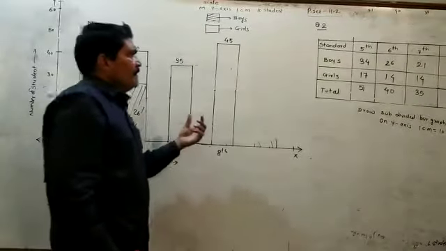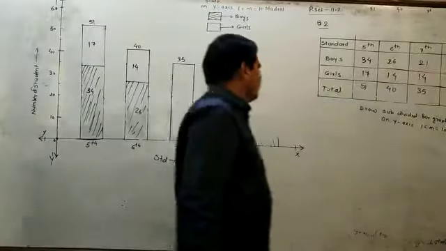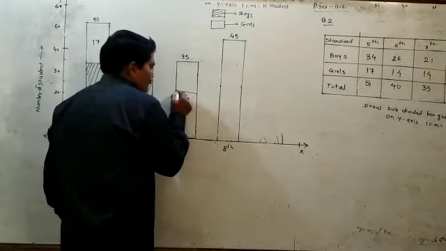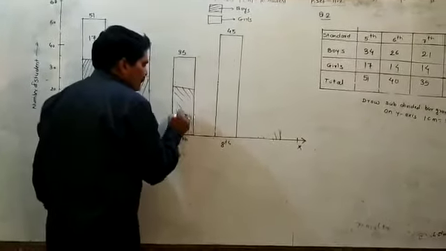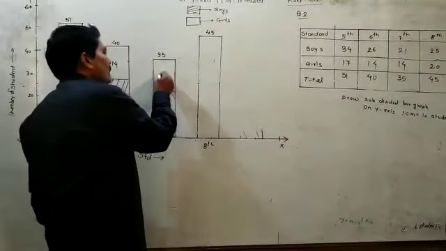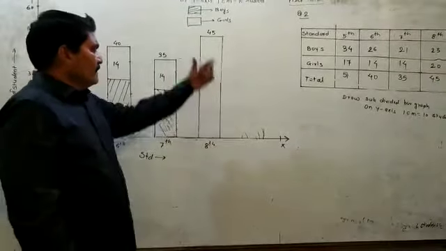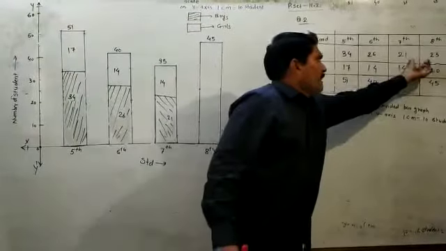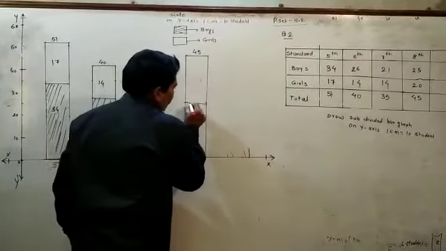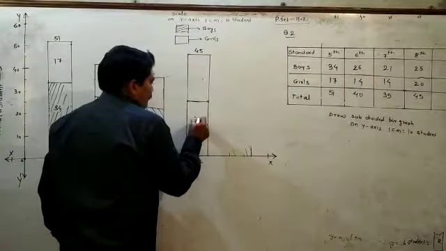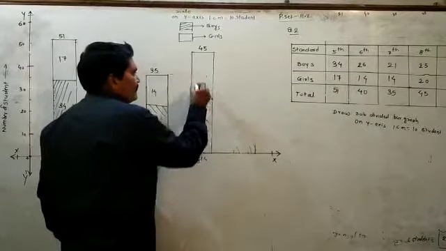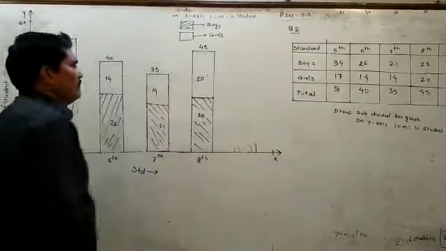Then here, 7th standard, the number of boys is 21. After 20, from the 1st line, you have to draw the subdivided bar like this, and you have to shade it. These are the boys, and the remaining 14 are the girls. Here, 8th standard, the number of boys is 25. After 20, from the 5th line, you have to draw the subdivided bar like this. 25 are the boys and the remaining are the girls. How many are the girls? 20 are the girls. 20 plus 25 is equal to 45.